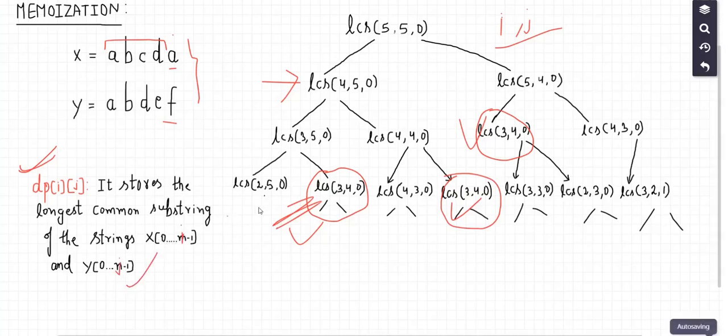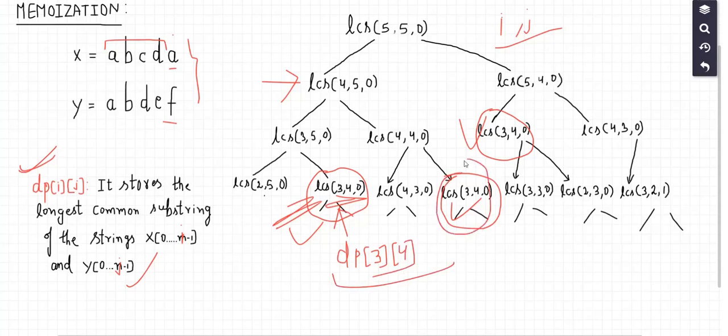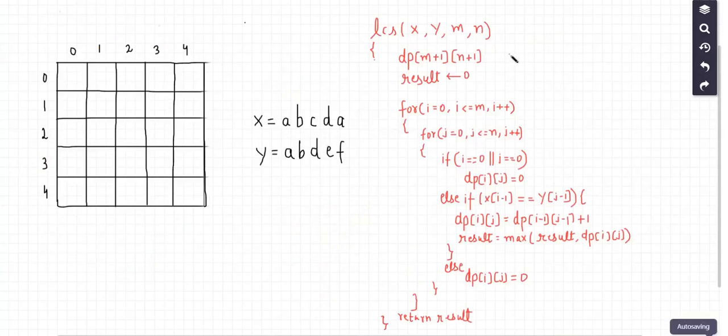Okay, so for this LCS34, once I compute this result, I will store it in dp[3][4], here, like this. After I store this result at this location of the array, once I encounter the same function call, I do not have to perform the computations again. Rather, I return the result which I already have in this array. Fine. So let's see the memoized code. Okay, so this is the memoized code for the LCS problem.